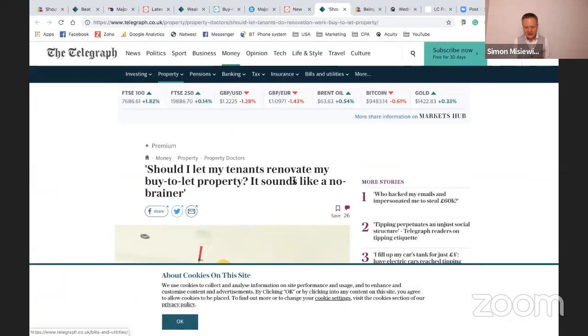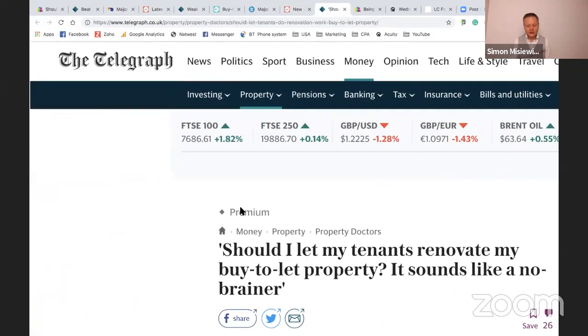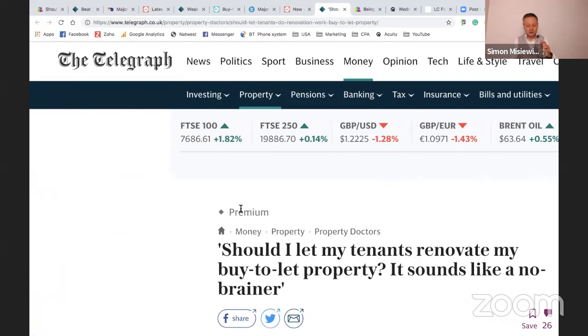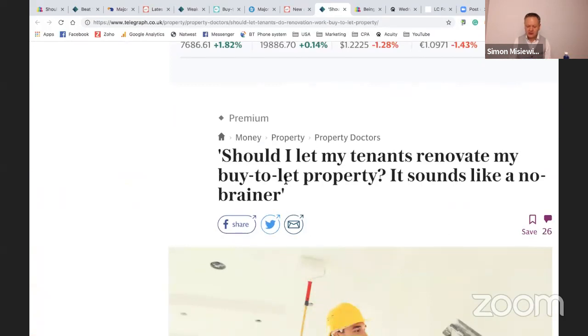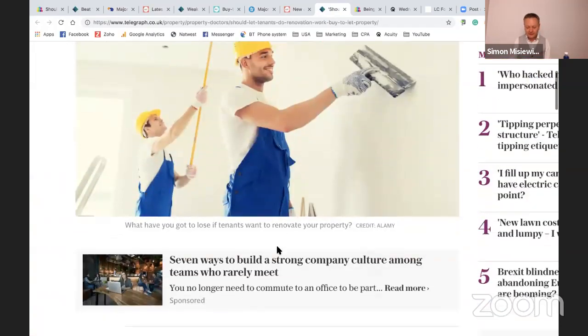I just realised this is a hat trick, isn't it? Because I don't normally do an awful lot with the Telegraph in the news articles. But this time it's a hat trick. Well done to the Telegraph, because normally I pick out maybe one every 2 weeks from the Telegraph. But this article is a great article by the Telegraph. Should I let my tenants renovate my buy-to-let property? It sounds like a no-brainer.